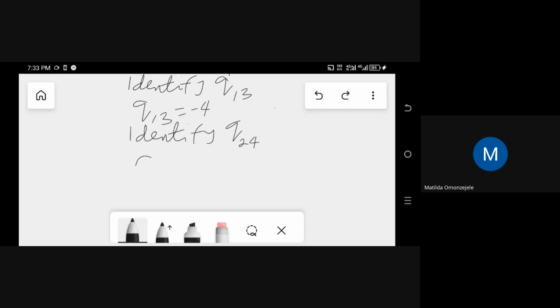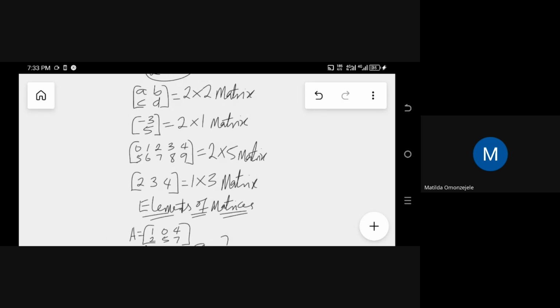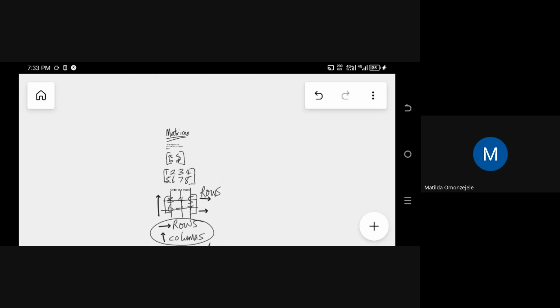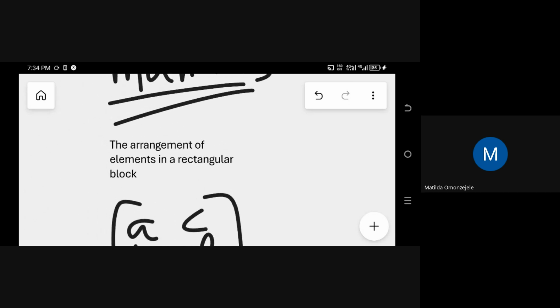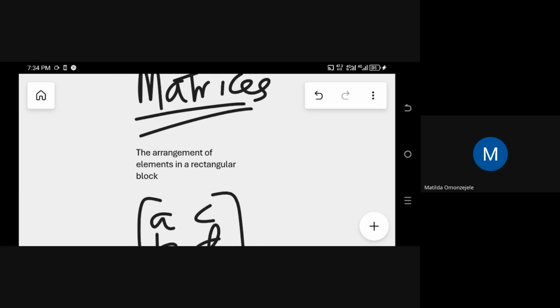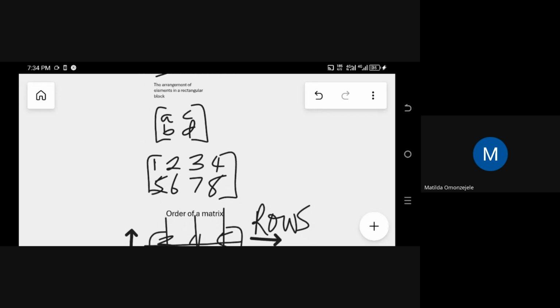So Q24 is equal to 7. So this is how you order matrices. So remember, for those that didn't join early enough, we started by introducing the topic matrices, and we talked about what a matrix is: that a matrix is the arrangement of elements in rectangular blocks. Then we just gave 2 random examples of matrices.